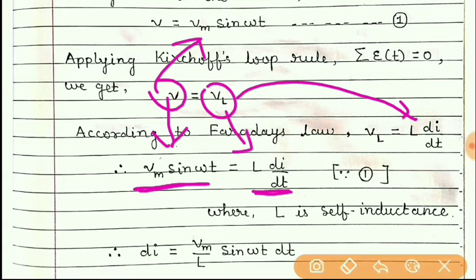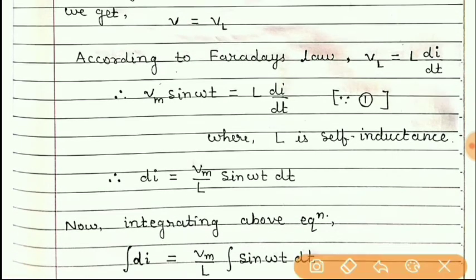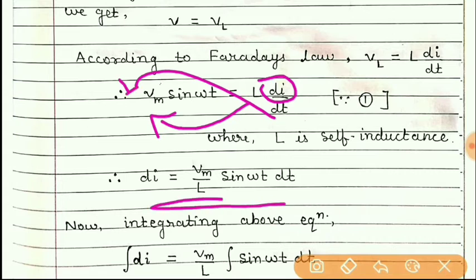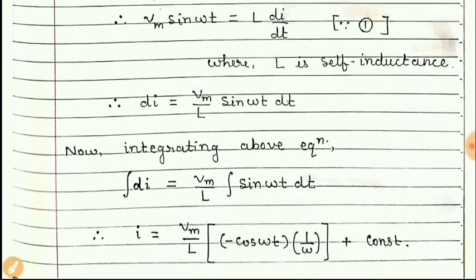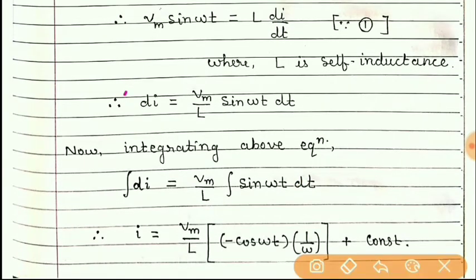Now just make the subject di. So if we make the subject di, this L will come to the denominator of left hand side, and this dt will be in the numerator, and we will get this equation. Now this is the current for very small time interval dt.